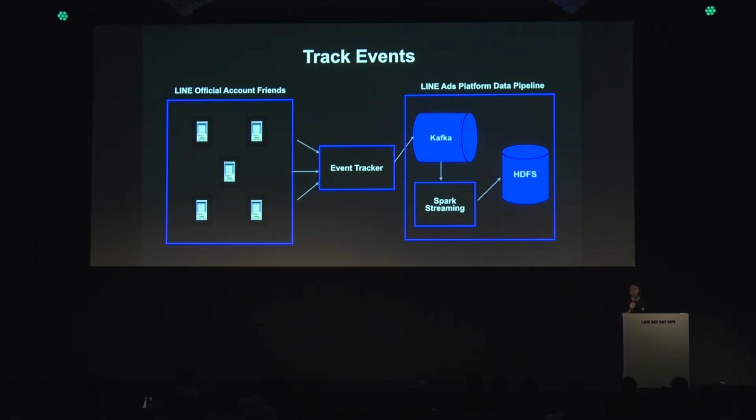Metrics gathered by the SDK are sent to a component called the event tracker. Then the event tracker sends these metrics into Kafka. The events that flowed into Kafka are stored in HDFS via Spark streaming. We already owned a data pipeline platform that has been operating stably in the LINE Ads platform, which is another B2B platform. So we decided to partially use this platform in the development of this message tracking system.